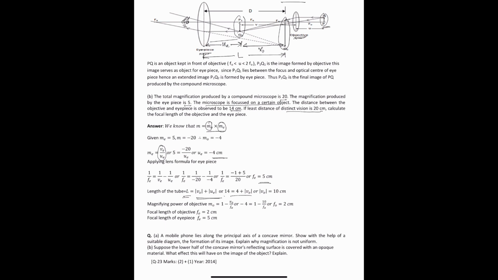It is given that the tube length is 14. One of these distances is 4, already given. So you find that the image distance of the objective is 10 centimeter. So therefore the magnifying power of the objective is equal to this. So therefore the focal length of the objective is 2 centimeter. Okay, that's all.